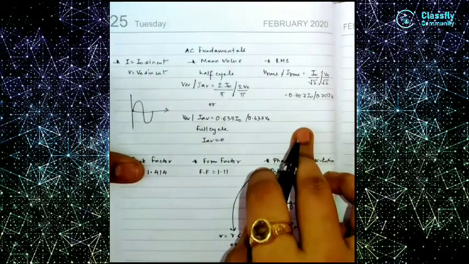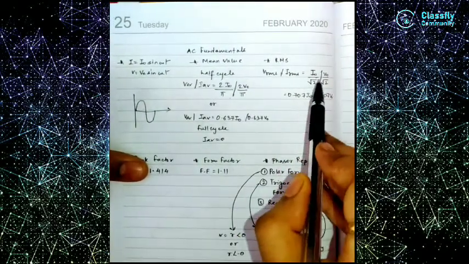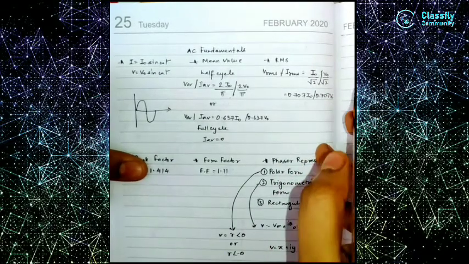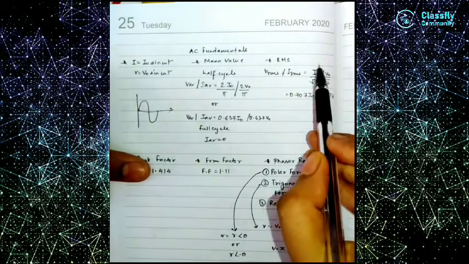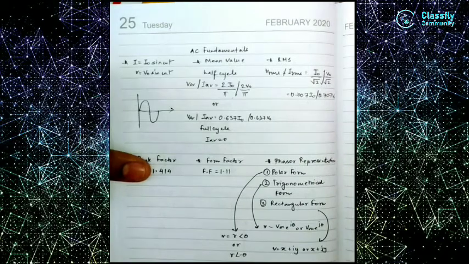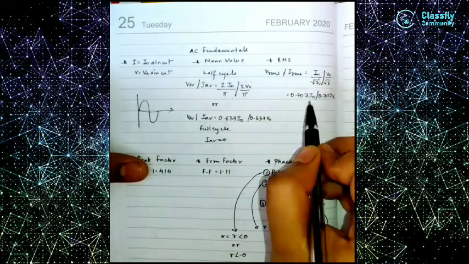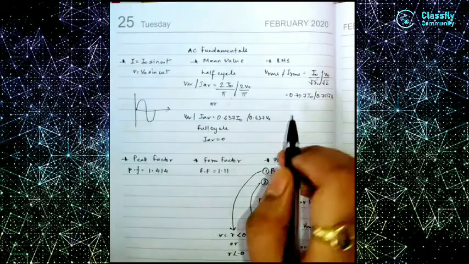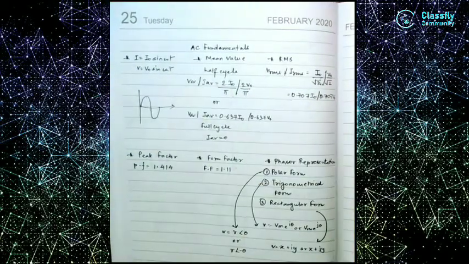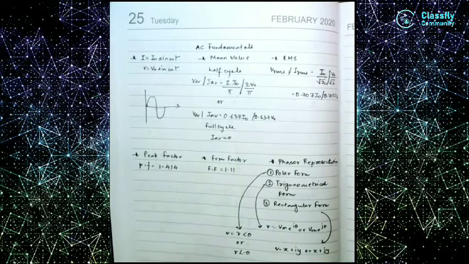The RMS value for the current is I0 by root 2. Similarly, for voltage it is V0 by root 2. And as I told, I0 and V0 are the maximum values of the current and the voltage. When you solve this, 1 by root 2, you get 0.707 I0 or 0.707 V0.